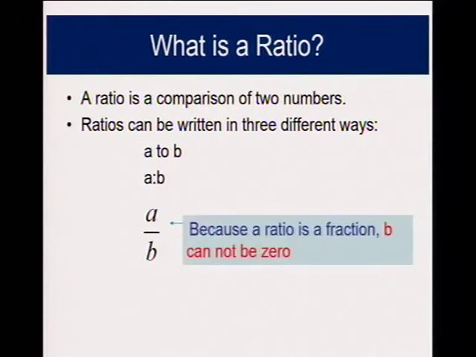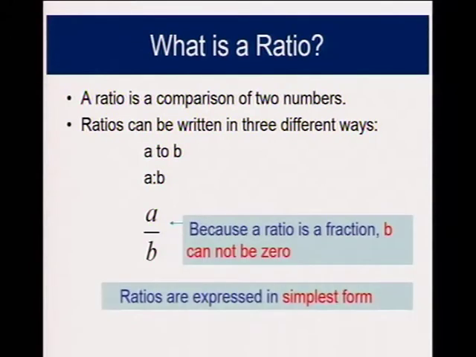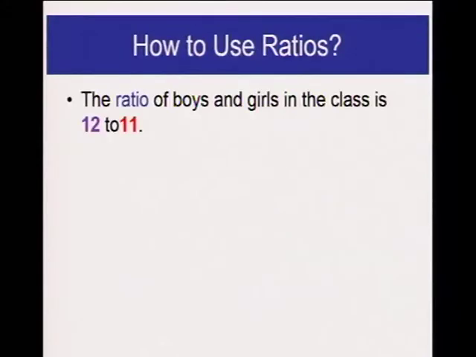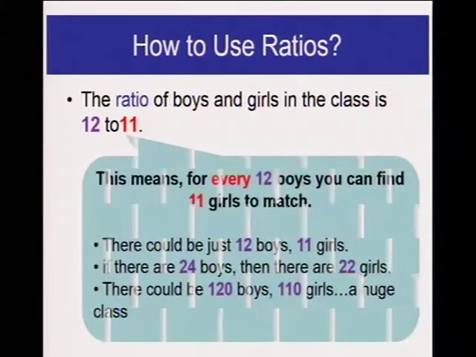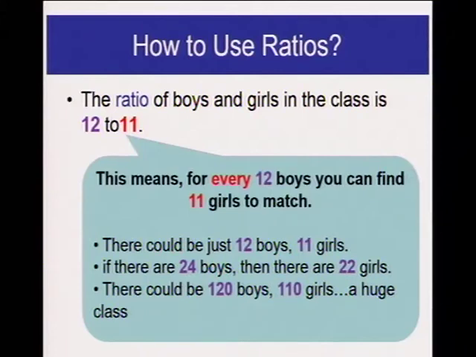Well, let us see how we can work with ratios. I will start by looking at an example there. The ratio of boys and girls in a class is given as 12 to 11. What does that mean? It means for every 12 boys, you can have 11 girls to match them.